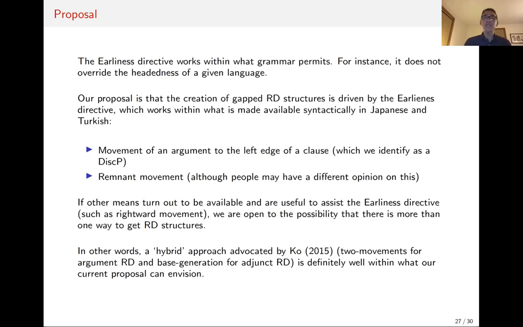So if other means turn out to be available and useful to assist the earliness directive, such as rightward movement, where the argument moves to the right, somehow unbounded movement, because movement out of an embedded clause has to be available, we are open to the possibility that there's more than one way to get right dislocation structure. So in other words, the hybrid approach advocated by, again, Heejeong Ko, is definitely within what our current proposal can envision.